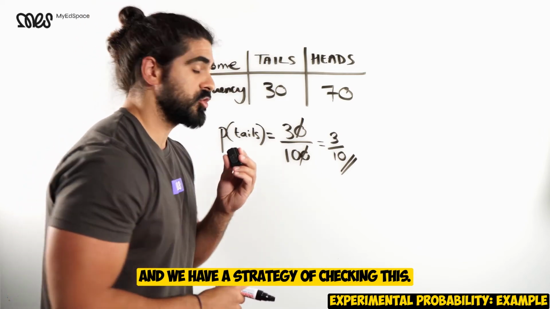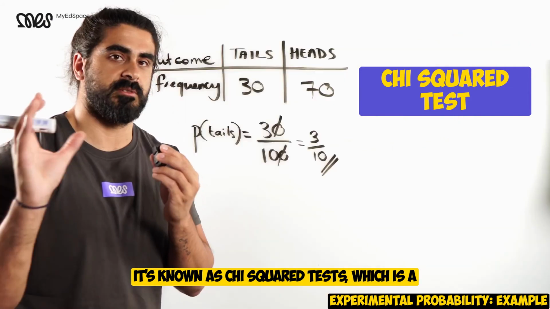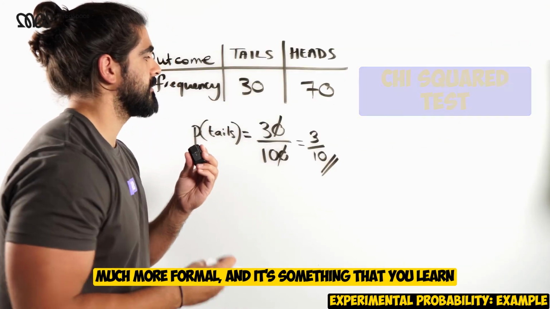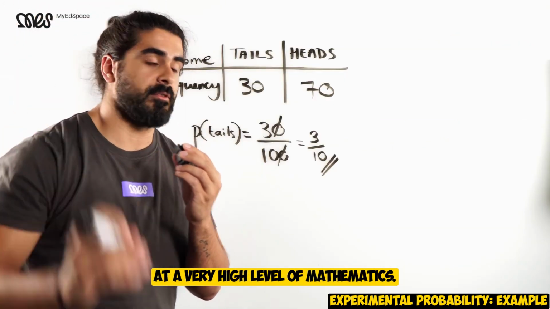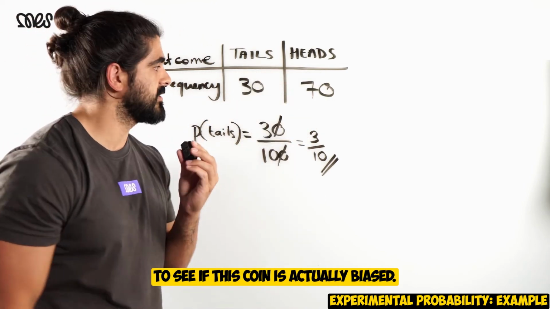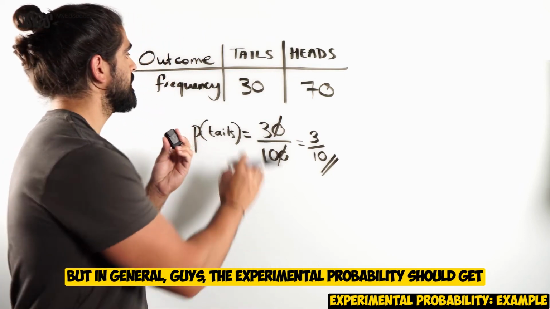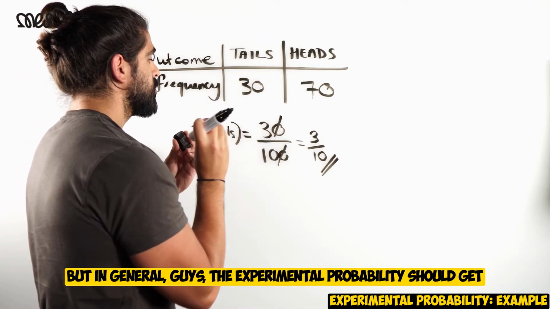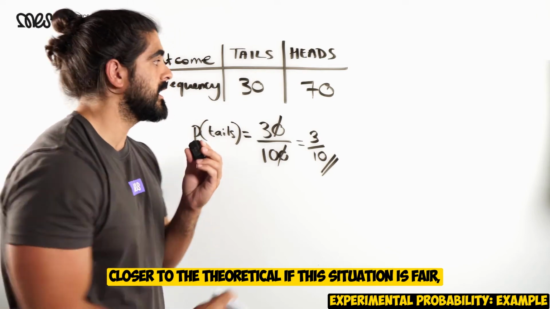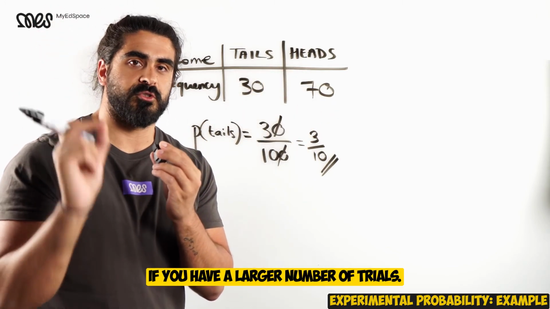And we have a strategy of checking this. It's known as the chi-squared test, which is much more formal, and it's something that you learn at a very high level of mathematics. We can check using hypothesis tests to see if this coin is actually biased. But in general, guys, the experimental probability should get closer to the theoretical if this situation is fair, if you have a larger number of trials.